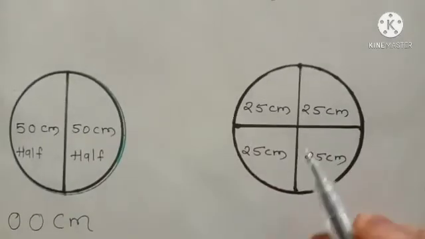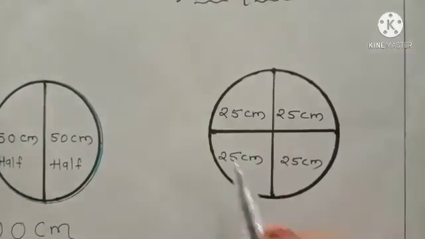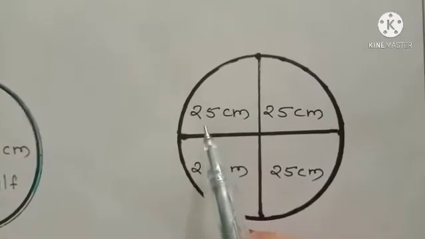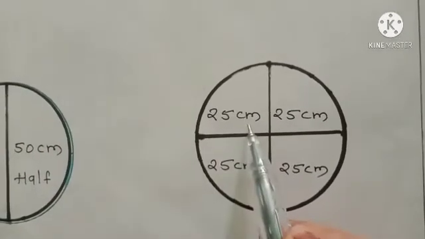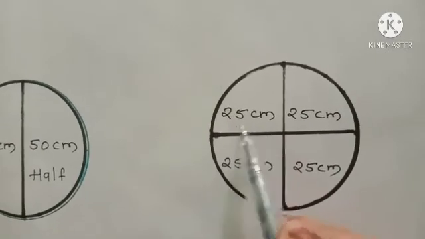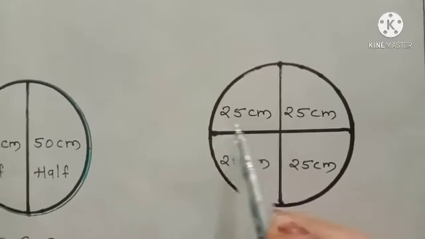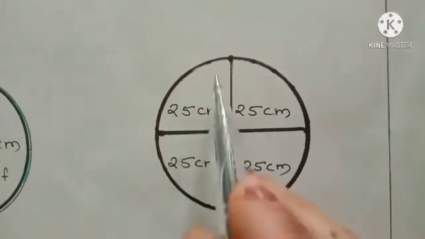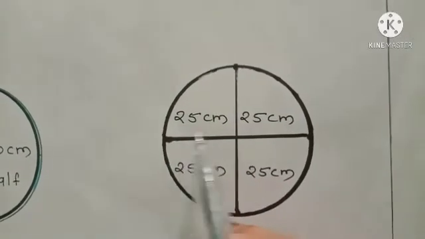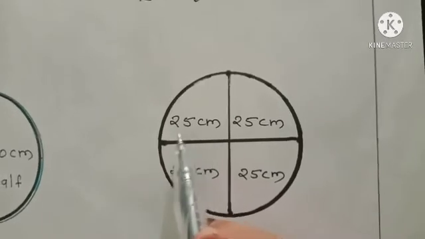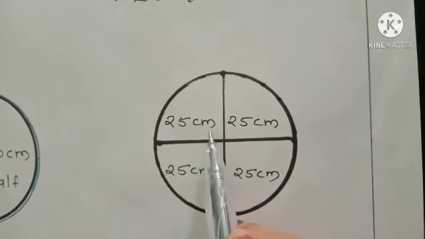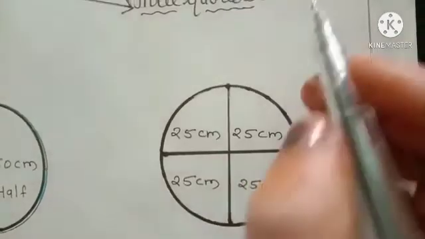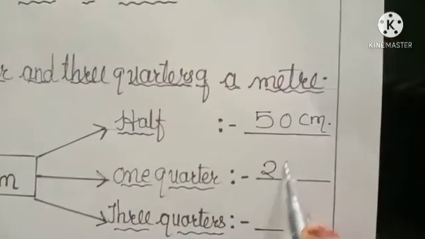If we make 4 equal parts of this 100 centimeter, each part will be of 25 centimeter. So this is a 1/4. 1/4 means 25 centimeter. So we'll see in this given figure, this is the 1/4 part. So it is distributed in how many centimeters? 25 centimeters. So 1/4 of 100 centimeter is equal to 25 centimeters.